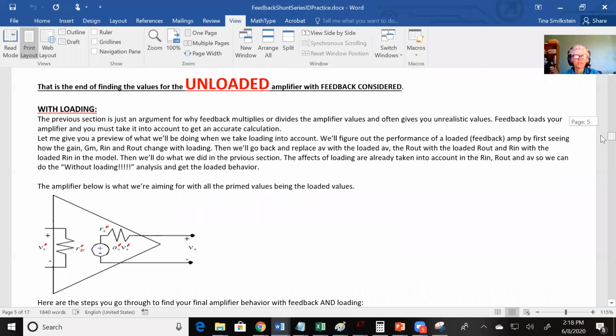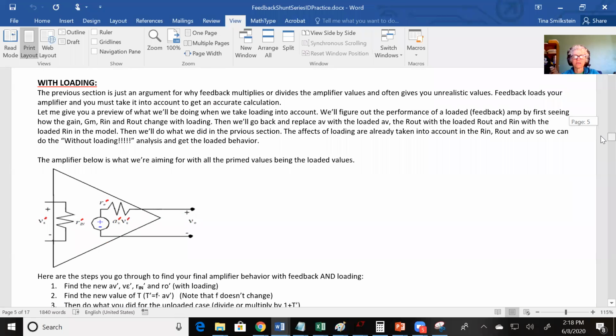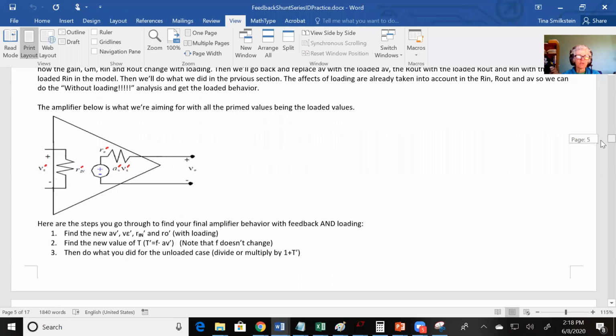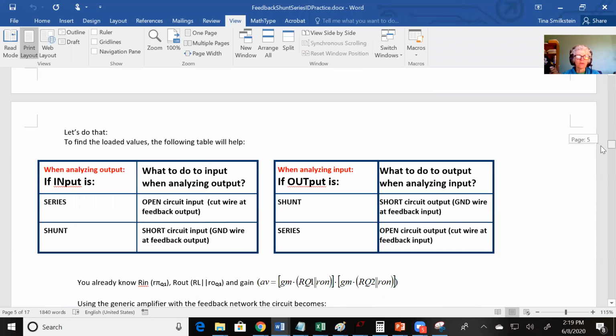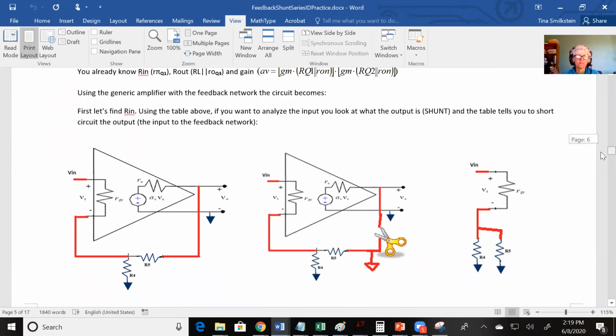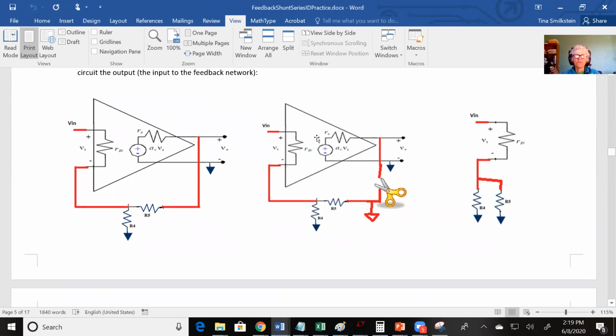So we've gone through that. Now we're trying to look at that series shunt, in other words, voltage amplifier with loading. In other words, that RE and RF are making problems for your amplifier. Either your amplifier is loading your feedback or your feedback's loading your amplifier. So this is the same amplifier we had before. We had the voltage divider over here. I just kind of bent it in a weird way.